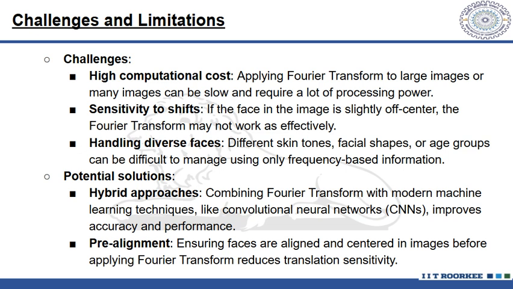Now the last one is challenges and limitations. Although the Fourier transform is powerful, it comes with some challenges. High computational cost: processing large images with the Fourier transform can be resource intensive. Sensitivity to shift: the transform might not work effectively if the face is slightly off center. Third, handling diverse faces. Diverse skin tones, facial shapes, or age groups can be difficult to manage using only frequency based information. To overcome these issues, we can use hybrid approaches combining the Fourier transform with machine learning technologies like convolutional neural networks, CNNs.